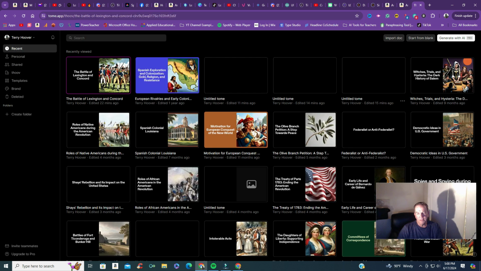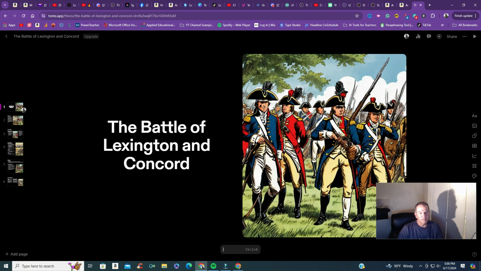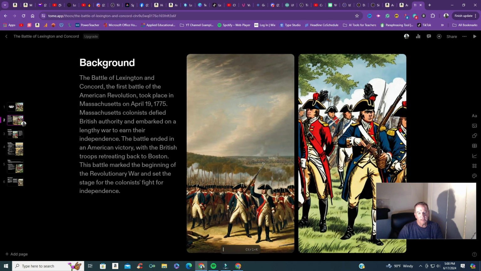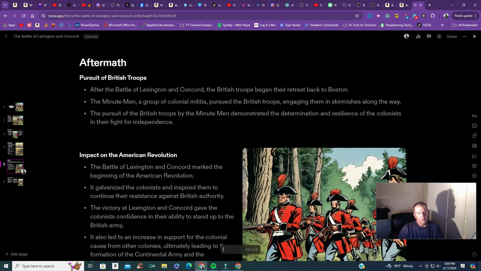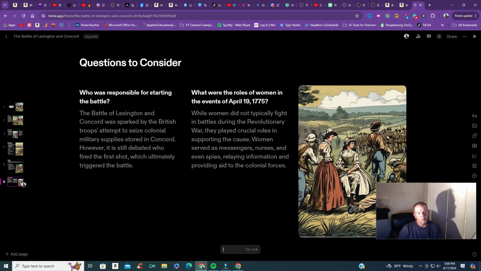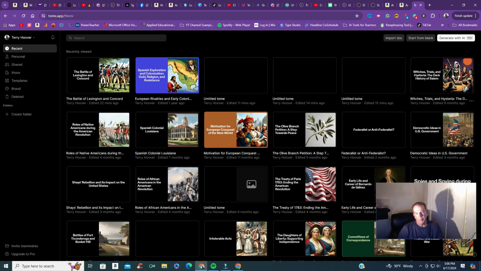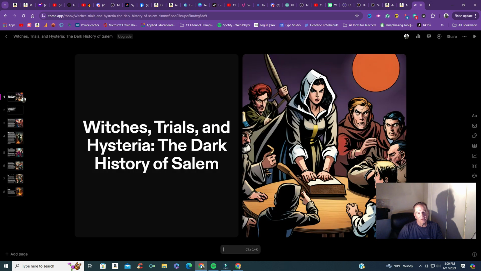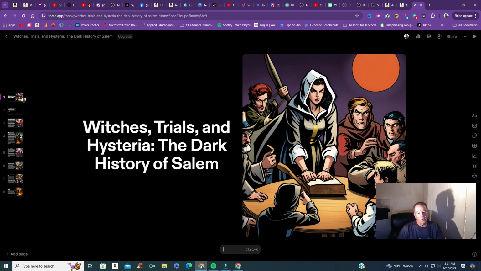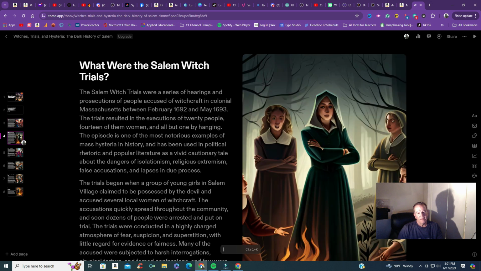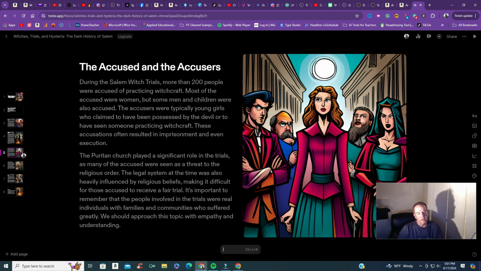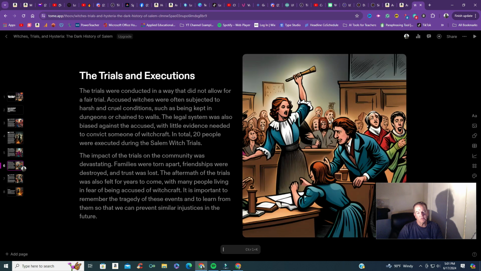Here's a quick one on the Battle of Lexington and Concord, and I did this one in a kind of cartoon style in some of the pictures. If I wasn't happy with the picture, you go in and click on it and give it more details on what you're looking for. So you go and edit the prompt. Here's one in cartoon style pictures on the witch trials of Salem and what was going on there. These pictures are very powerful, and again, as a 6th grade middle school student, this is definitely going to catch their attention.